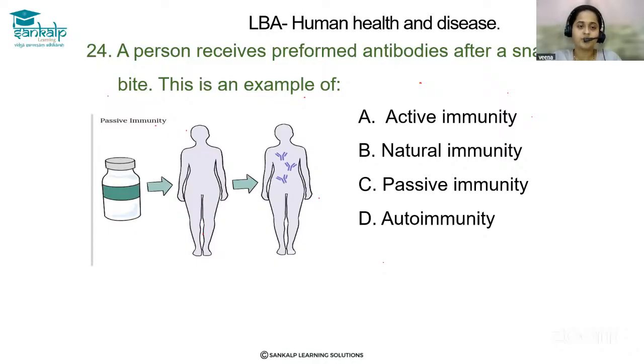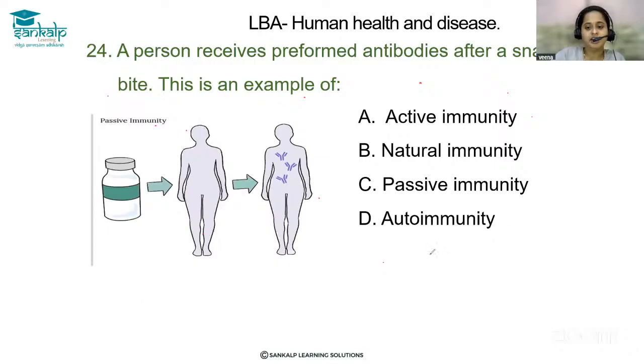Let's solve question 24. A person receives a performed antibodies after a snake bite. This is an example of. So dear student, you have studied about immunity, right?